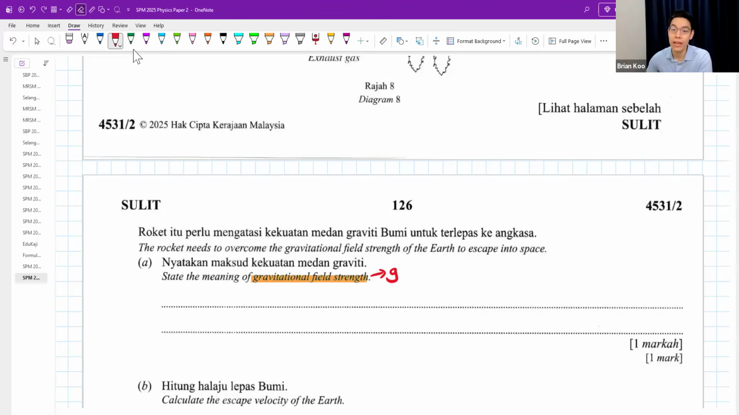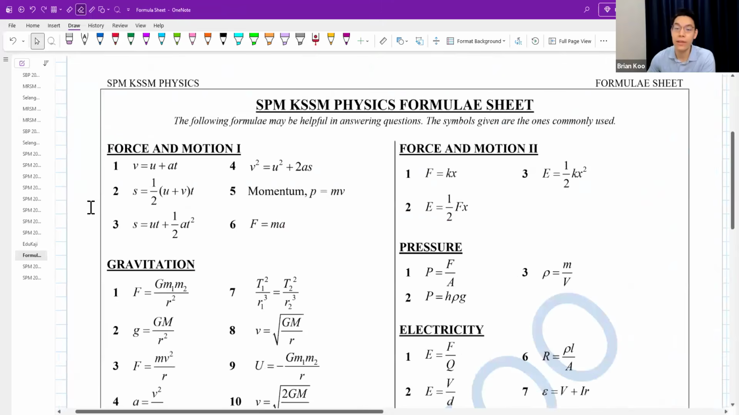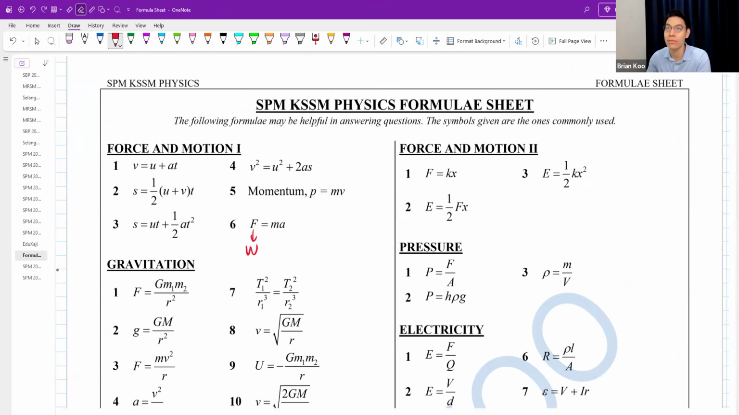Let me see. Oh, they didn't give the formula for weight. But by the way, force is the same as weight, right? Weight is gravitational force. Weight and force, same. And then mass is mass. The a value you can write as g value. This is how we get W equals mg.